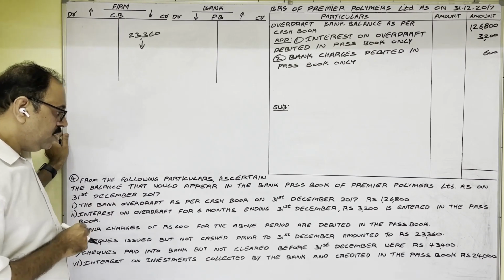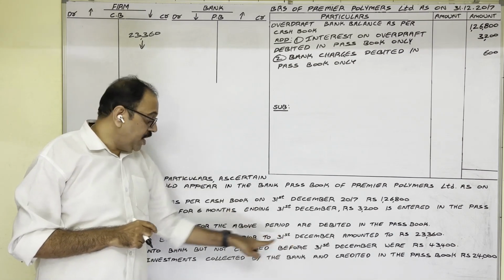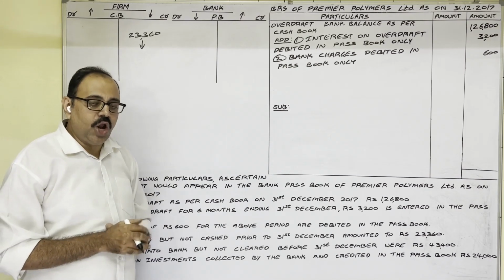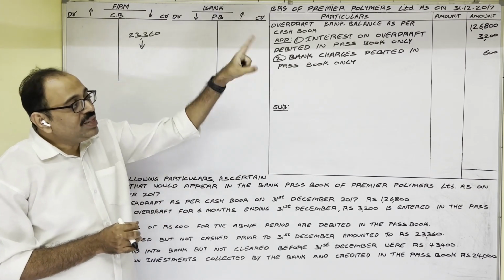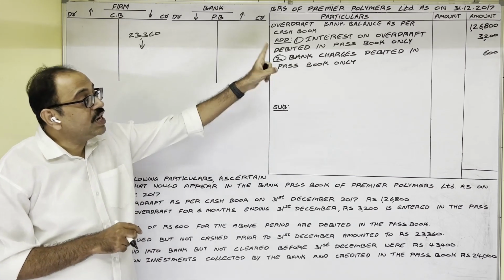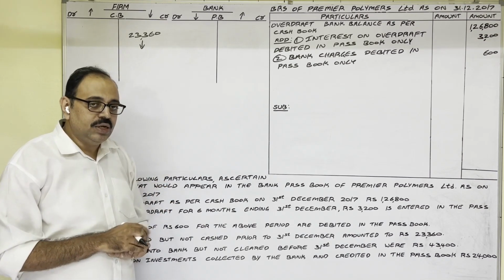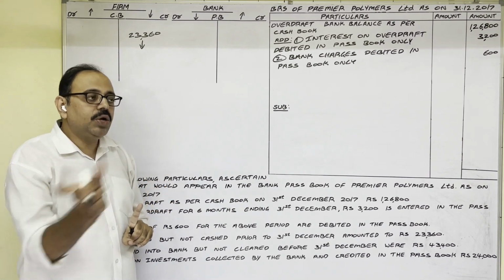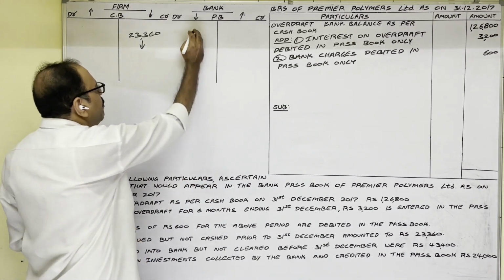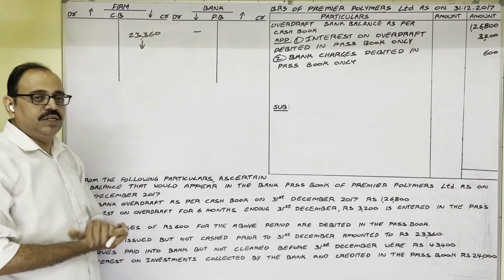But what happens, see, checks issued but not cashed prior to 31st December. Prior means before. So before that date, not cashed, not presented for payment. After that date, what happens, that we don't want. Because we are preparing BRS on 31st December 17, no. Till that date, what happened, that only we should consider. Till that date, supplier didn't go to bank, he didn't present the check. So as per passbook, bank balance is not decreased. Only as per cash book, it is decreased.